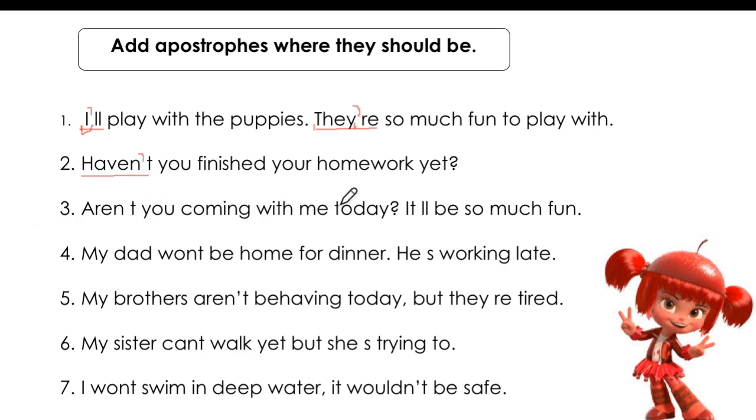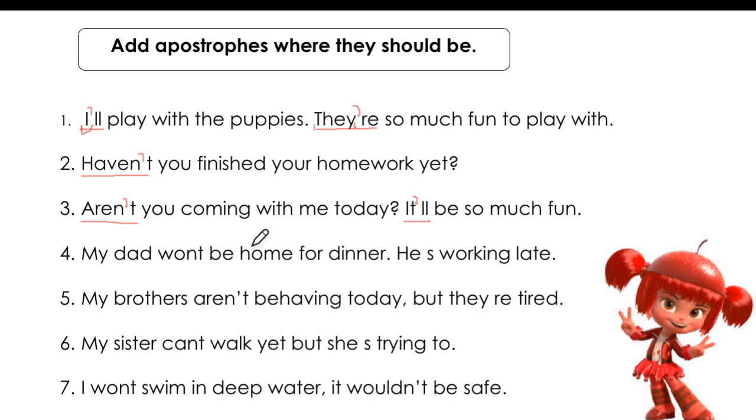Aren't you coming with me today? Aren't, because it is short for are not. And the missing apostrophe should replace the O. It'll be fun. It'll be so much fun. It'll. It's short for it will. After the pronoun it, put the apostrophe.